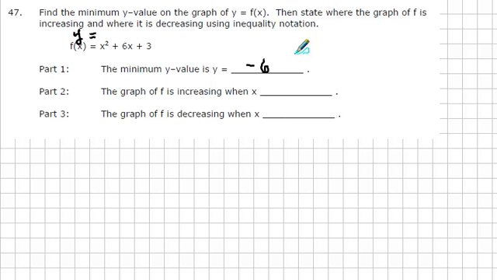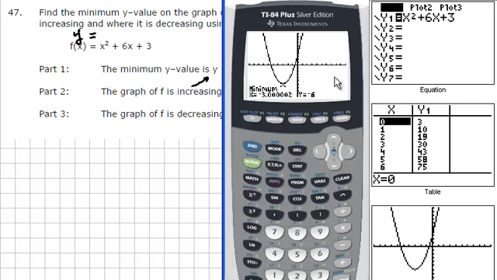In part 2, we're asked to determine the values of x where the graph of f is increasing. Increasing means the graph is rising from left to right. So when you think increasing, you want to think of the graph as rising from left to right. So looking back at our graph, we see that the graph is rising to the right of the lowest point, to the right of the vertex. The x value of the vertex is -3. So the graph of the function is increasing when x is greater than -3.